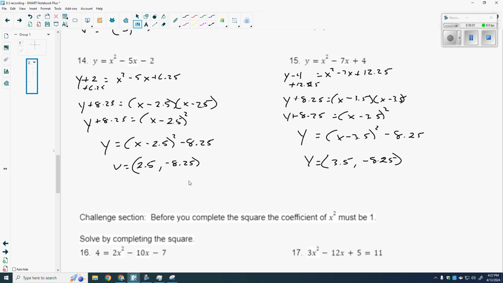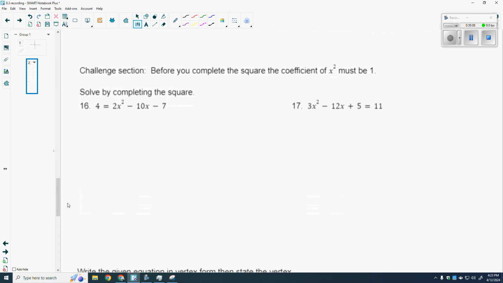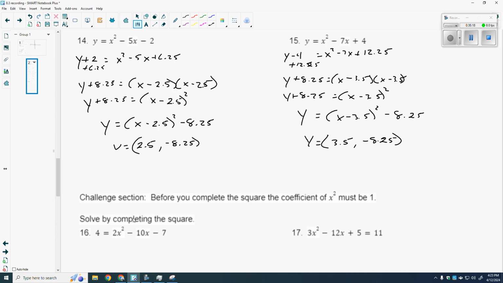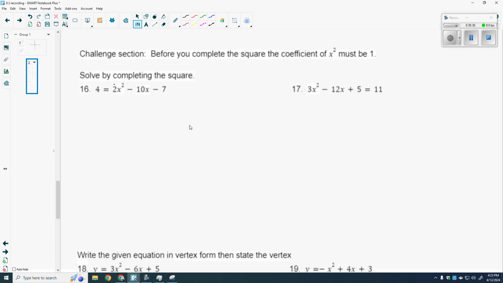Okay, that's the big chunk of what we're supposed to learn today. Challenge section. This one's going to make you think a little bit. Not a lot. It's not horrible, but it'll make you think a little bit. The difference between what we have up here and what we have down here is the coefficient of x squared is not 1. And before we can complete the square, the coefficient of x squared must be 1. That's the only step we're adding. It changes some intermediate steps, but that's the big thing that we're changing.